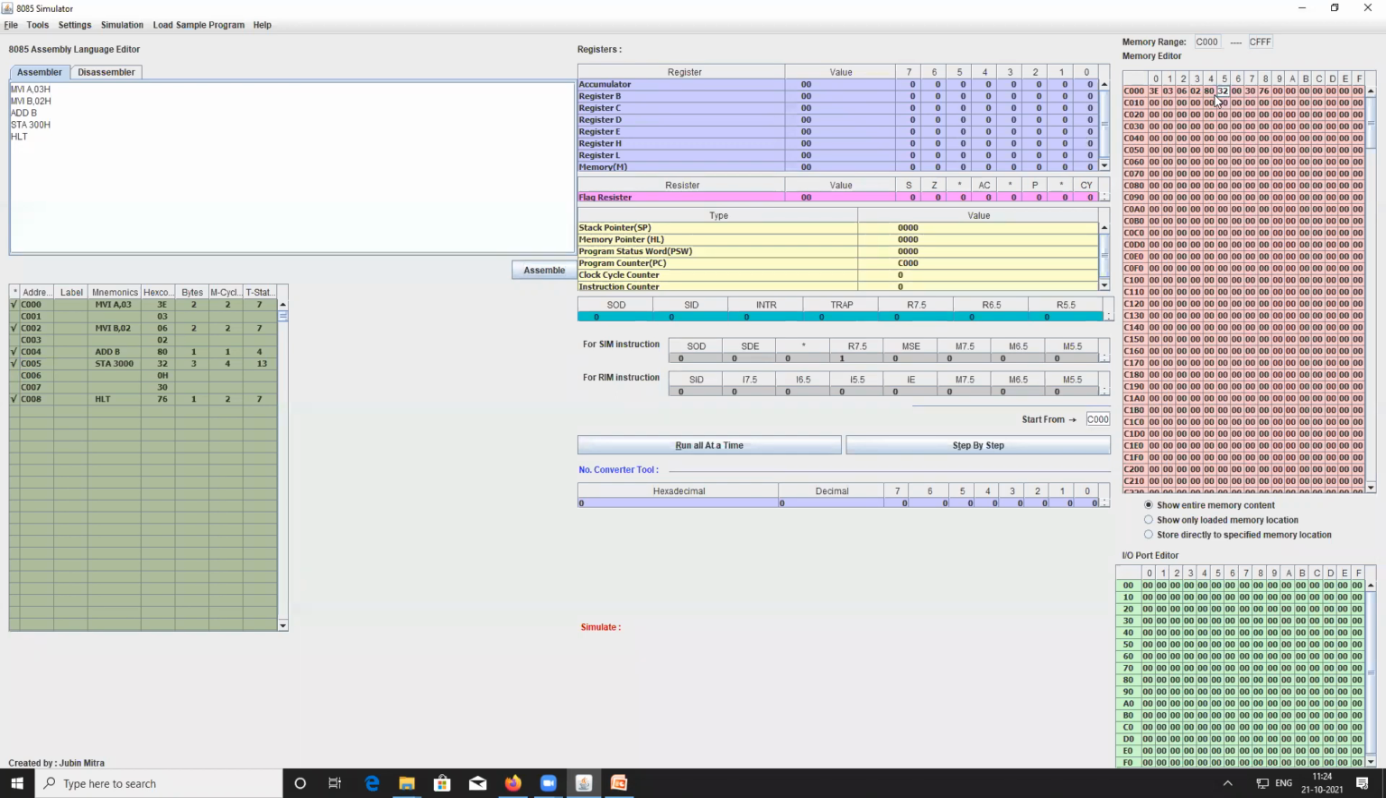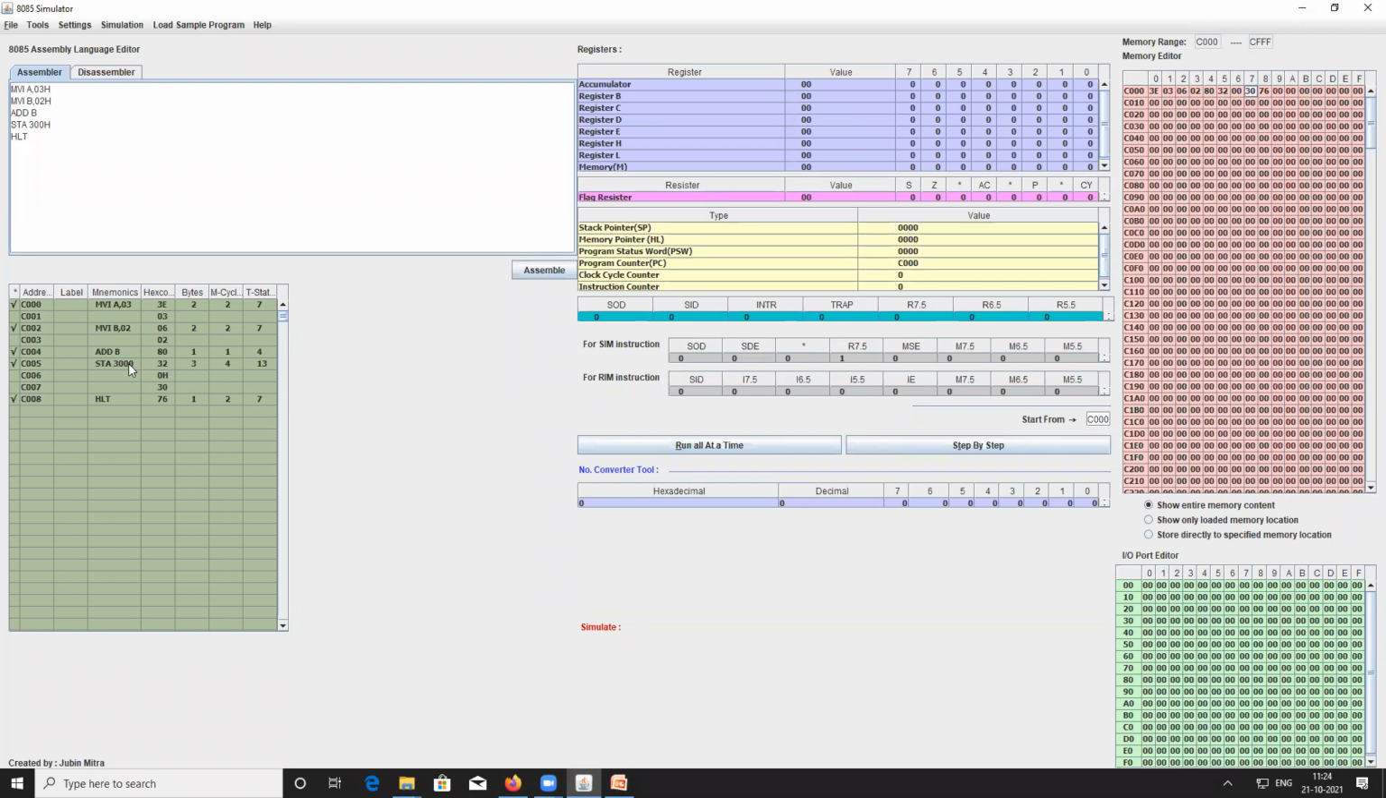What is 32? 32 is the hex code of this STA. After that, what is stored here? 00 and then 30. Understood? 00 and 32 is there.